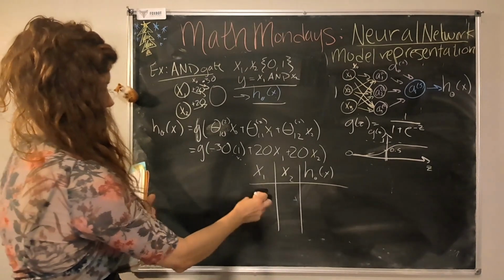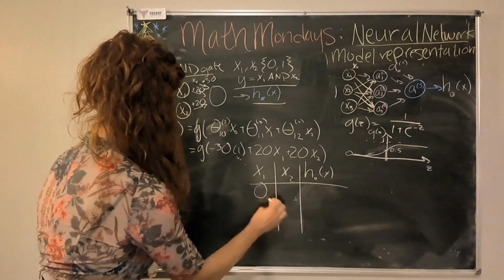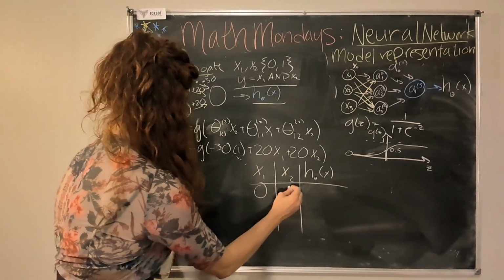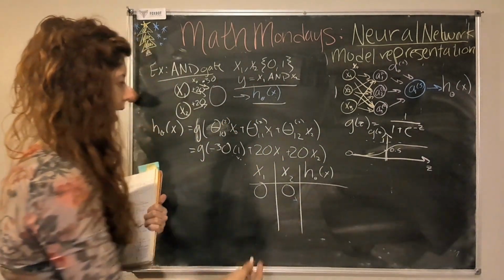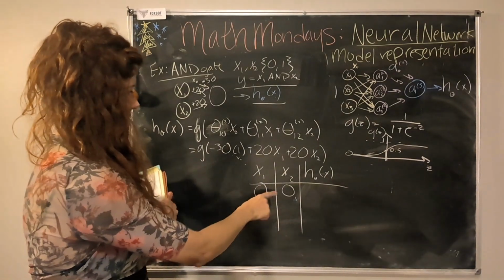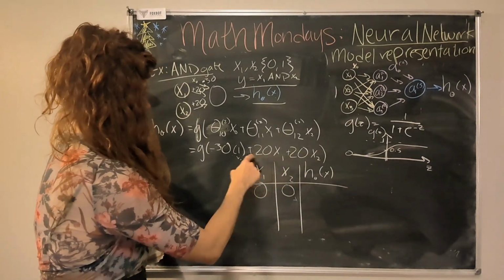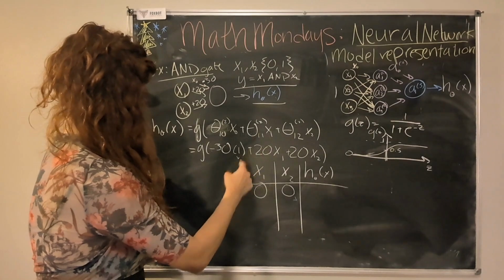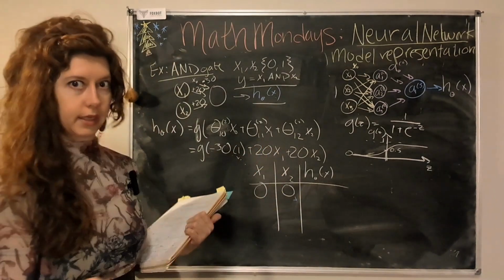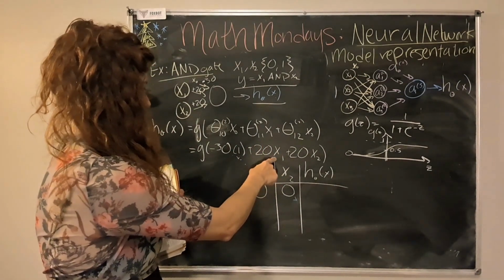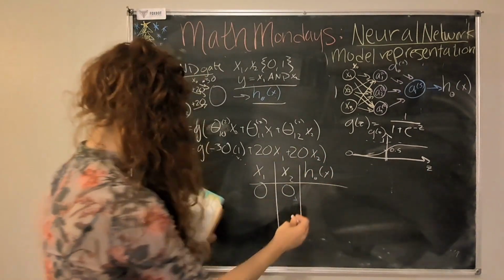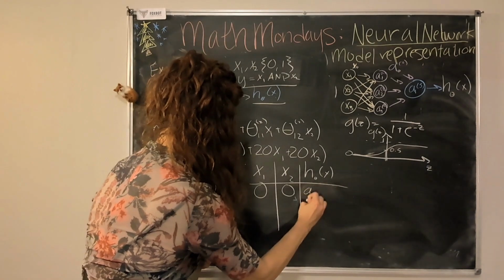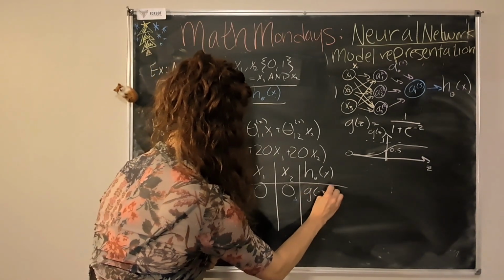So we say, okay, what are the possible values of inputs? We could have x1 is 0 and x2 is 0. In that case, if we plug in 0 for x1 and x2, we get negative 30 times 1, which is negative 30, plus 20 times 0, which is 0, plus 20 times 0, also 0. So we get a sigmoid function of negative 30.